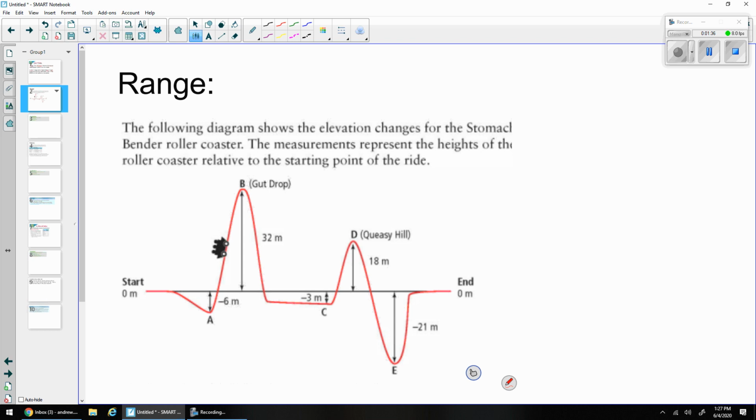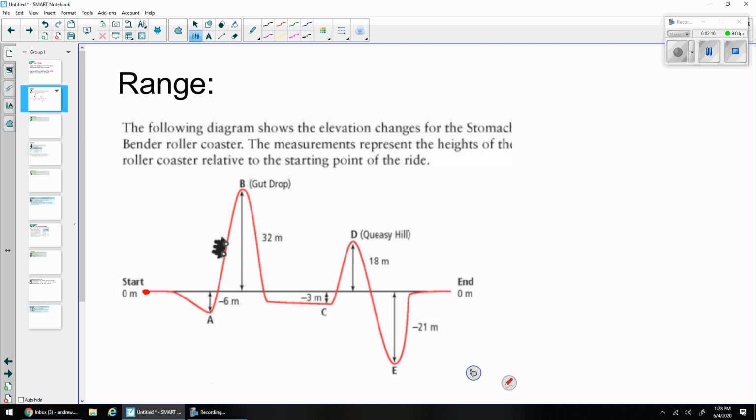So the following diagram, we have this diagram here, shows the elevation changes for the stomach bender roller coaster. So the measurements represent the heights of the roller coaster relative to the starting point of the ride. So if you were to start here, you could say that you're at 0 meters, and then it goes over the change in elevation from that point. So this is sort of a representation of how we can see range.